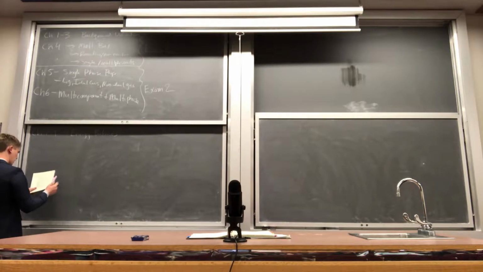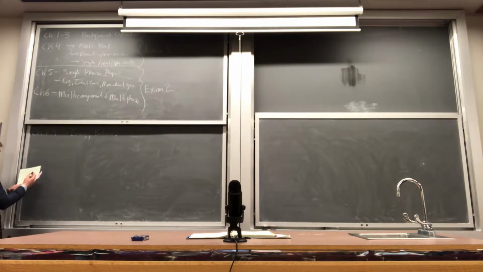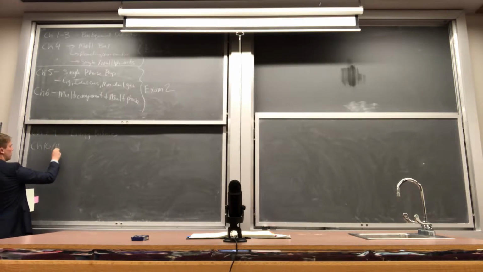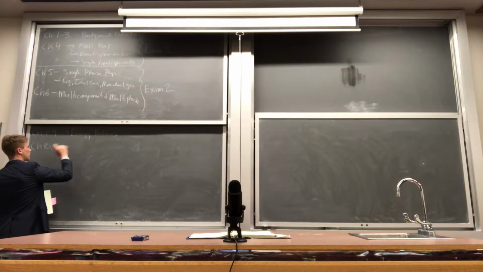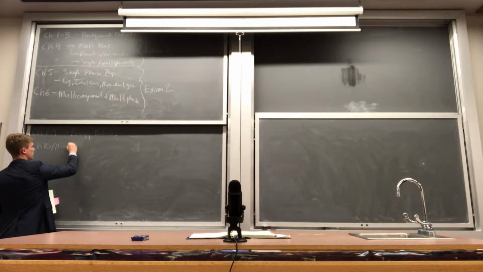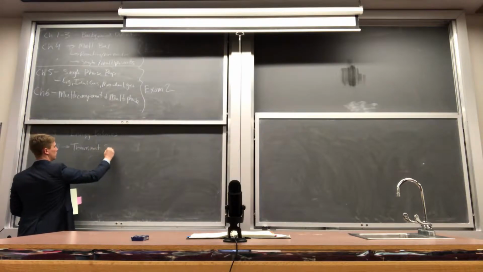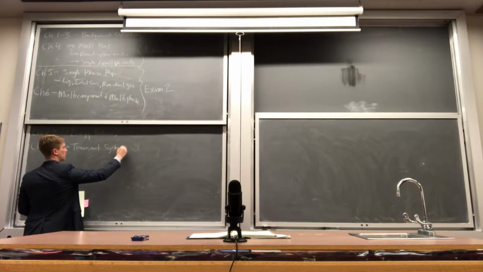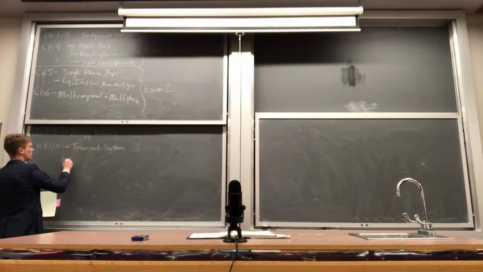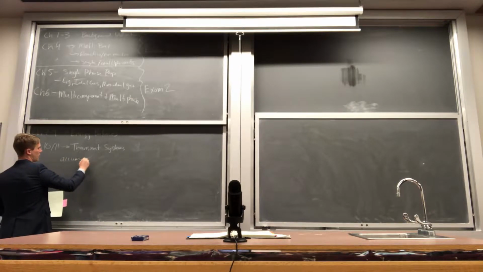And then, I think depending on the edition, this might change a little bit, but basically chapters 10 or 11, I'm not quite sure, I don't remember if it changed. We're going to be talking about transient systems. In this case, accumulation is not equal to 0.